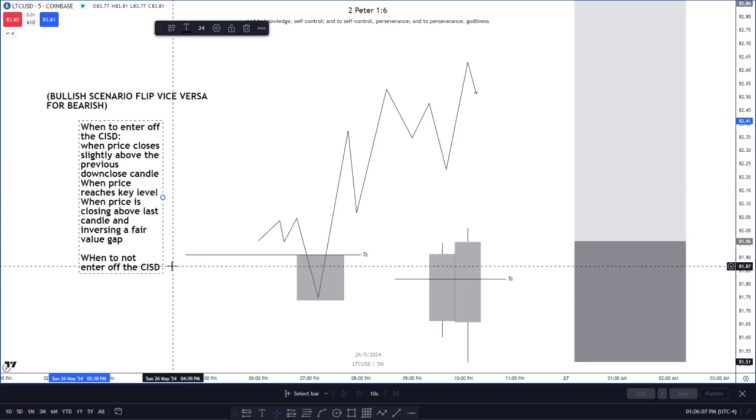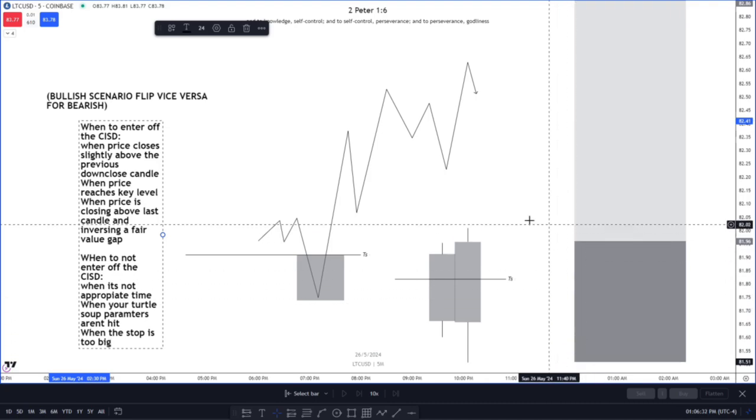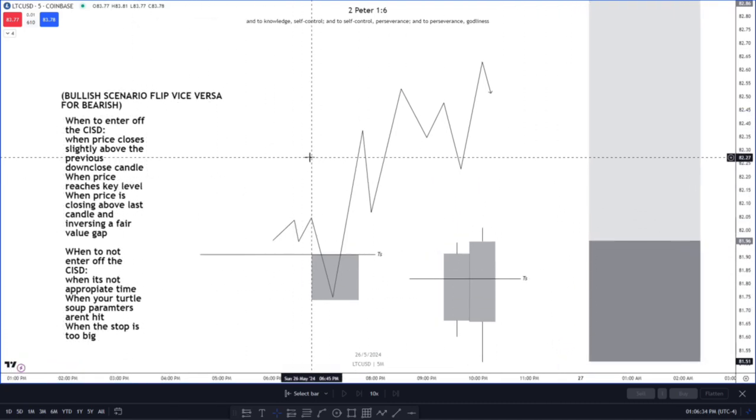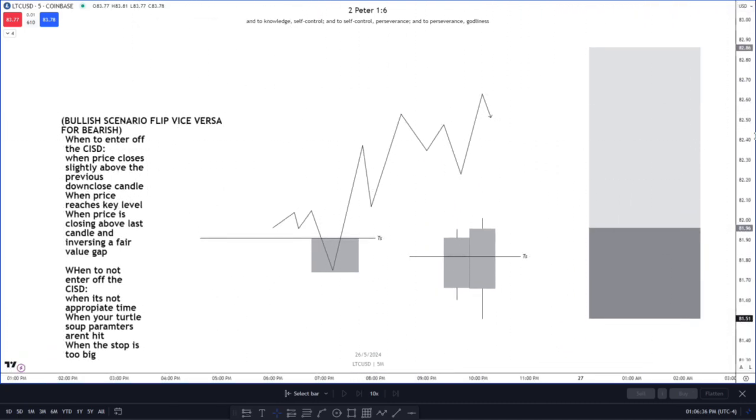When not to enter off the CISD? When it's not the appropriate time, and I talk about that in my previous videos. Be it time, when your turtle soup parameters aren't hit, and then most importantly, when the stop is too big. Right? And of course, this all goes with the respective time of order flow pairing.